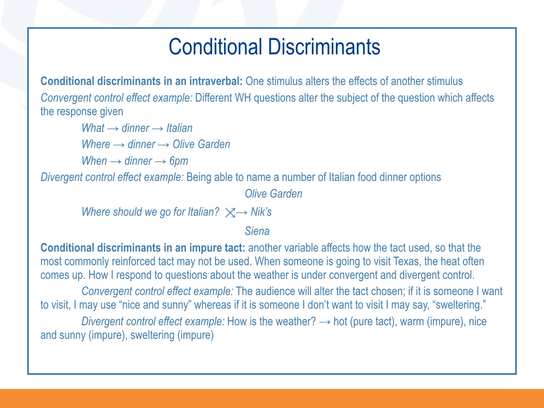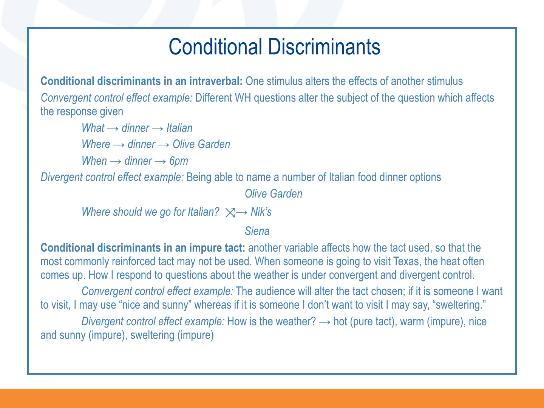So what do you want to eat for dinner? I want Italian. Where do you want to eat dinner? I want to eat at Olive Garden. When do you want to eat dinner? Let's eat at 6 p.m. Divergent would be being able to name a number of options. So where should we go for Italian? It could be Olive Garden, Nick's, Sienna. It could be all different places that could come from that one question.